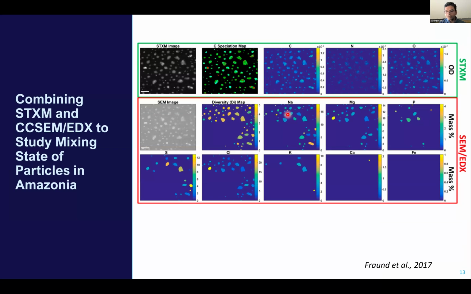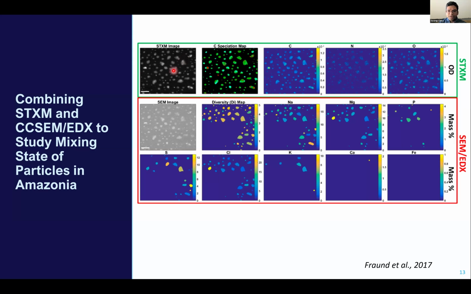Again, switching back to another work that I really want to highlight. I was talking about STXM and SEM quite a bit, but how these two methods can be combined and provide a more integrated product. This one was led by Matthew Fraund and Ryan Moffet.